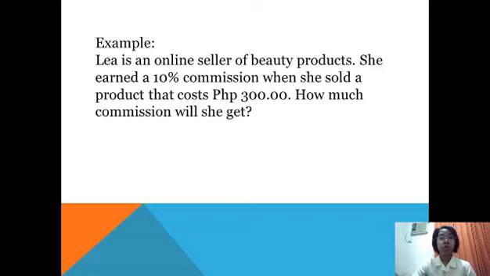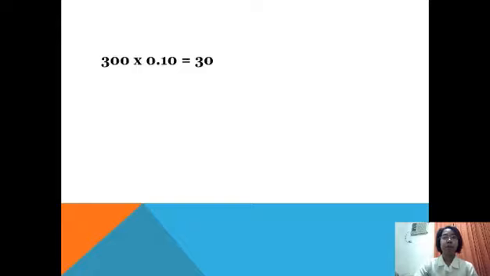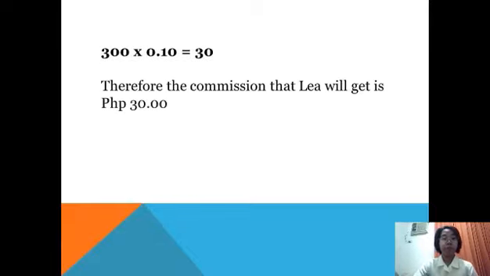To solve for commission, just multiply the rate of commission, which is 10%, to the total sales, that is 300. So 300 multiplied by 0.10. As I've said earlier, you always have to convert the percentage into decimal form. So 300 multiplied by 0.10 is equals to 30. Therefore, the commission that Leia will get is 30 pesos.